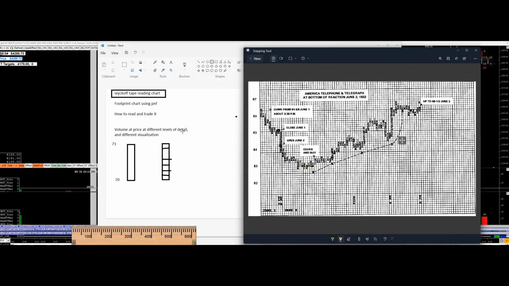So this level of detail is what the footprint chart varies on, depending on whether you have it on a point and figure or a candle. It's just volume and price, but you can combine those prices to give you a consolidated view of how much volume traded either at a single price or a range of prices. All right, so that's all.